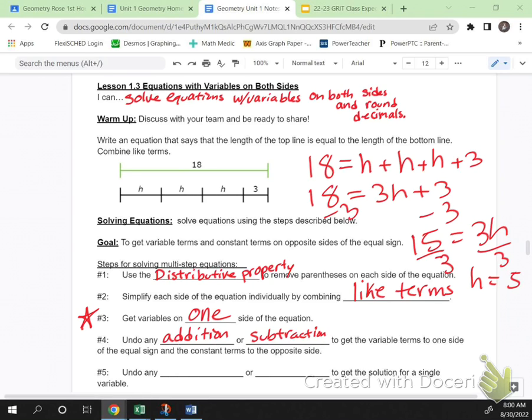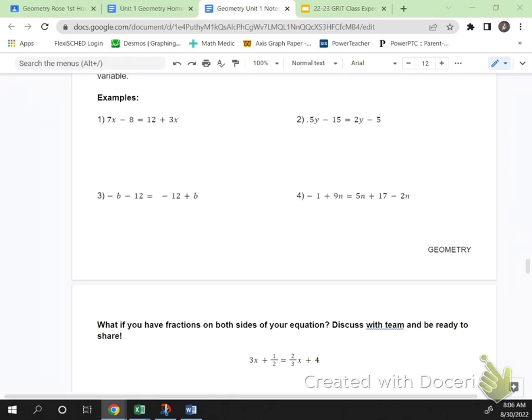We're going to undo any multiplication or division again. Let's give it a try.